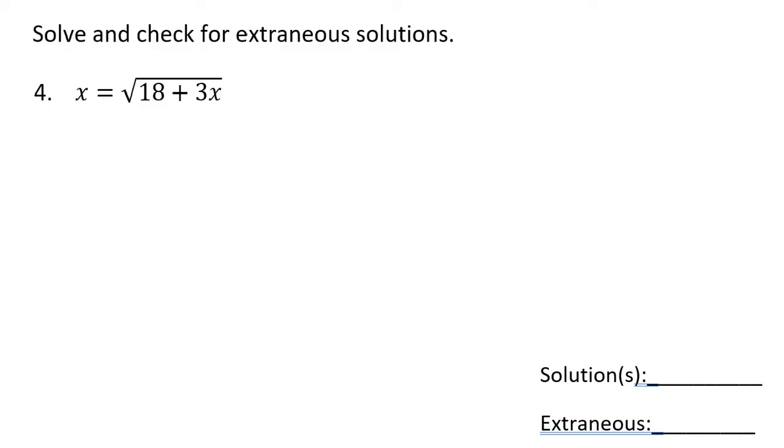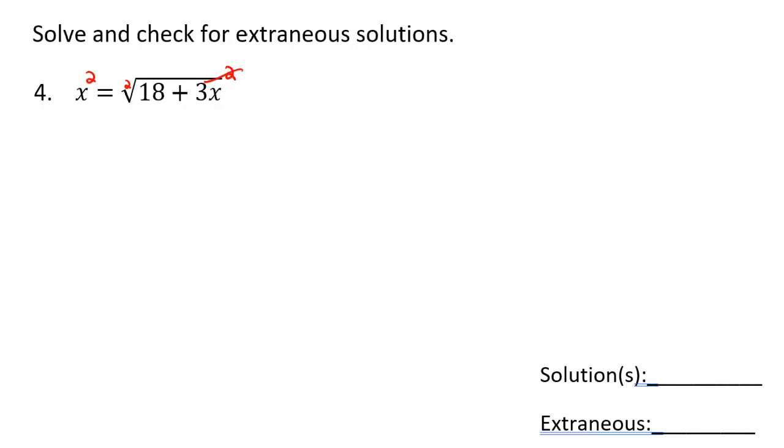All right, problem 4. Once again, solving and checking for extraneous. Once again, our goal here is to make sure that the radical is by itself before we get rid of it. So currently the radical is on the right side. There's nothing in front of it. There's nothing behind it. So it's isolated. So we can go ahead and remove it. This time we have a square root. There's the index of 2 there, which means we can use a square to remove the radical.